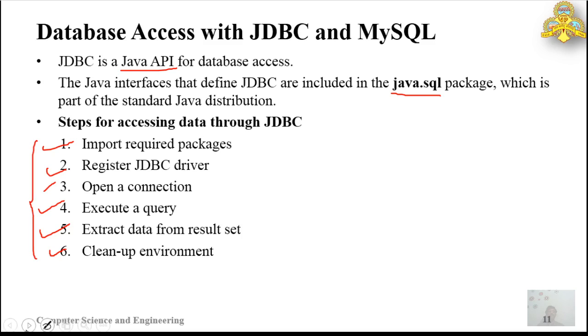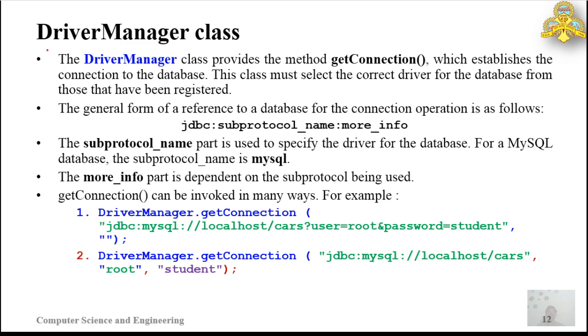First I will go through the necessary classes required for database access through JDBC. The DriverManager class provides a method, getConnection, which establishes the connection to the database. This must select the correct driver for the database from those that have been registered. So the driver class must be registered. We will go through registration of the class later.